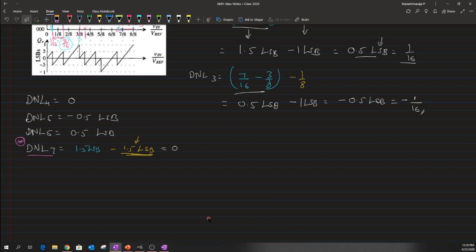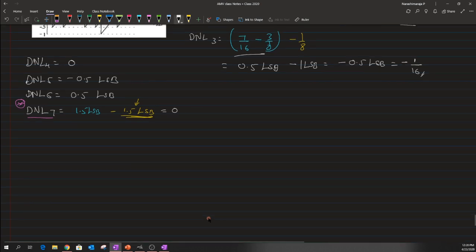Before I jump on to the INL or the integral nonlinear error, I just want to talk about two important parameters that are basically associated with these DNL errors. Let me just write it as two parameters. They are defined basically with respect to DNL errors.